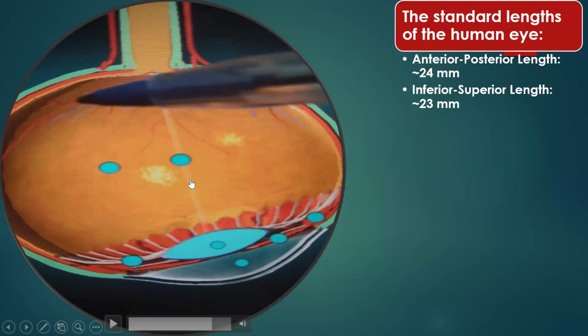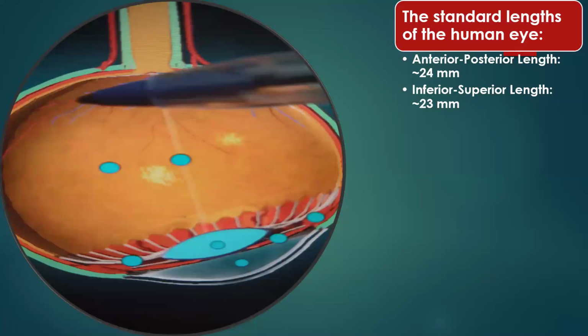Now, looking inside this inner part of the eye, there is a fluid known as vitreous humor. The vitreous humor is a gel-like substance that fills the large space between the lens and the retina. Here is the lens, and here is the retina. So this fluid that fills here is known as vitreous humor.